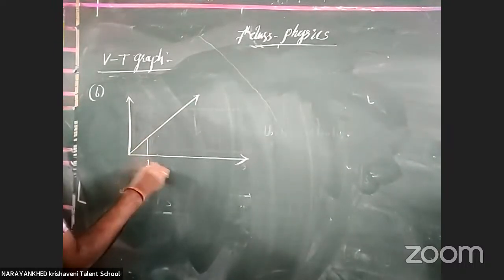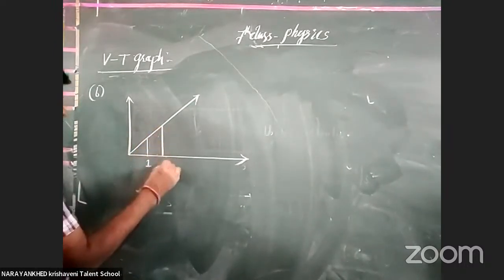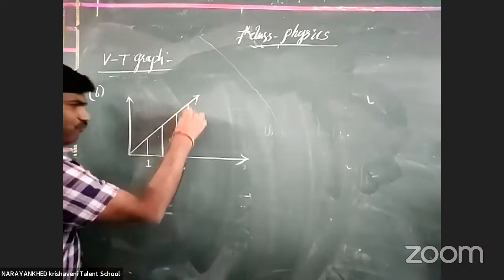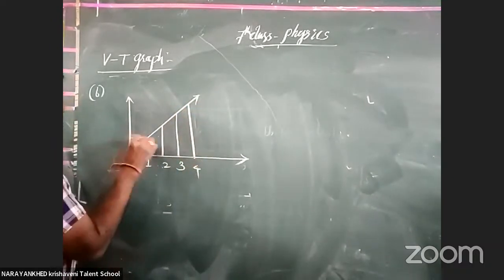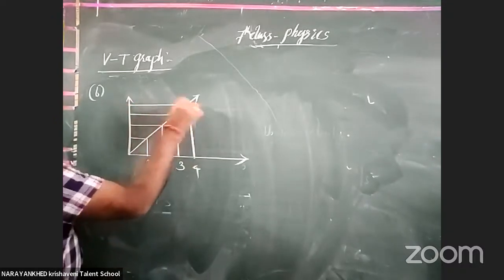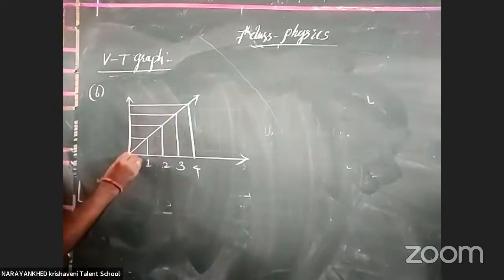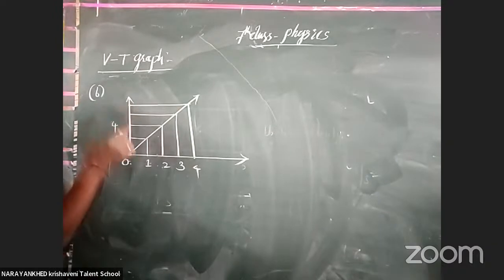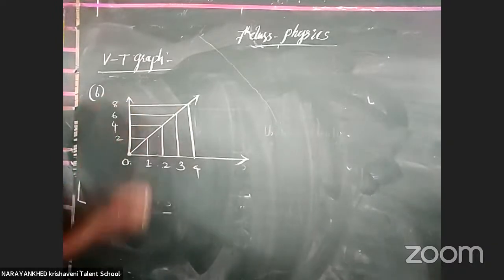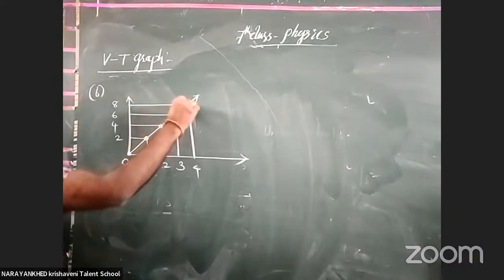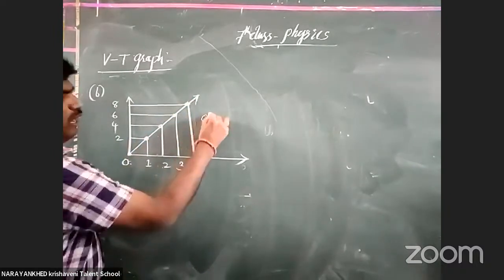Here it is the first second, the second second, the third second, the fourth second. Got it or not? At zero to 1 second, suppose 2 meters, then 4 meters, 6 meters, 8 meters. This type of variation in velocity is called change of velocity.